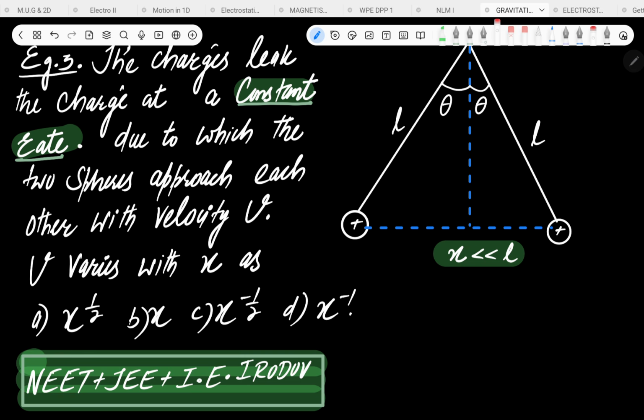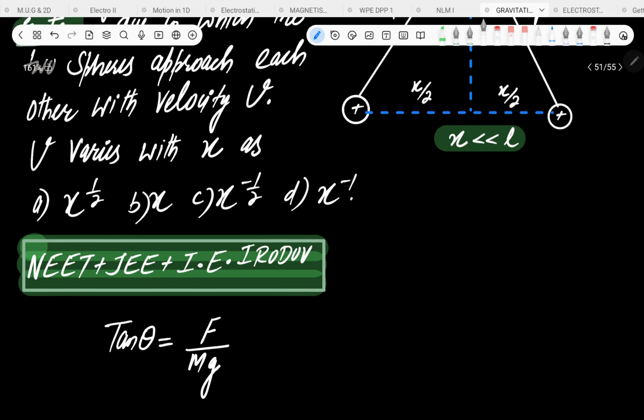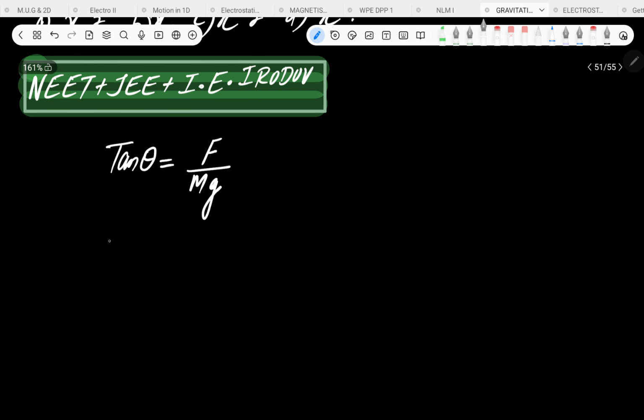This is x, so that means this will be x by 2, this will be x by 2. When the value of this x by 2 is very small, it means that this theta will be very small. When theta is very small, easily we can make one approximation, and that is this tan theta can be replaced by sine theta equals to f, and f will be obviously equal to k into product of charges, that is q square, divided by distance square, which is x square, into m into g will remain as such.